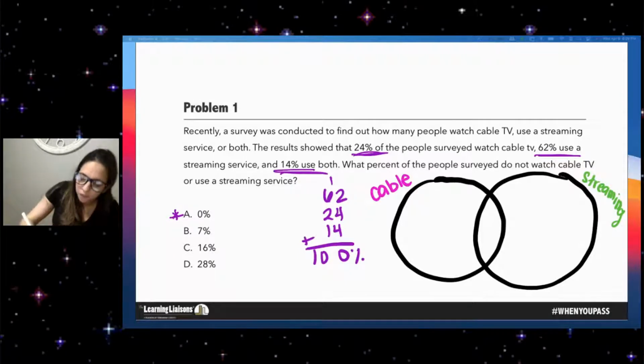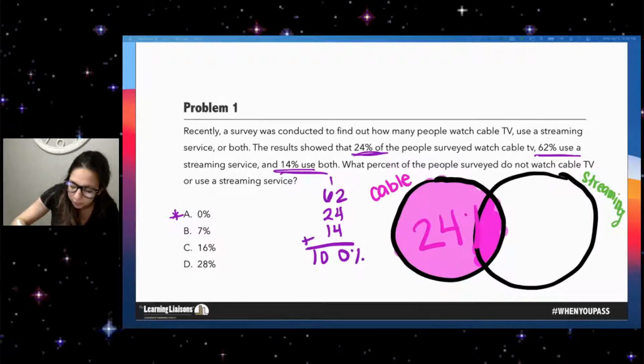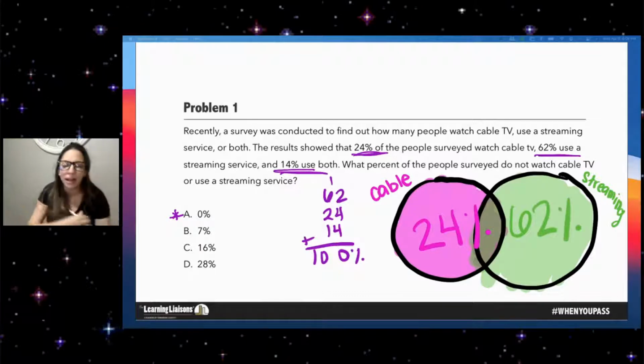Okay, so 24% watch cable. So that means that this circle is 24, which includes this section right here that's overlapping. So this whole thing is 24%. But then the other circle is 62%. This whole circle is 62, including this overlap. So what we have to realize is that 62% includes that overlap, and the 24% includes that overlap.